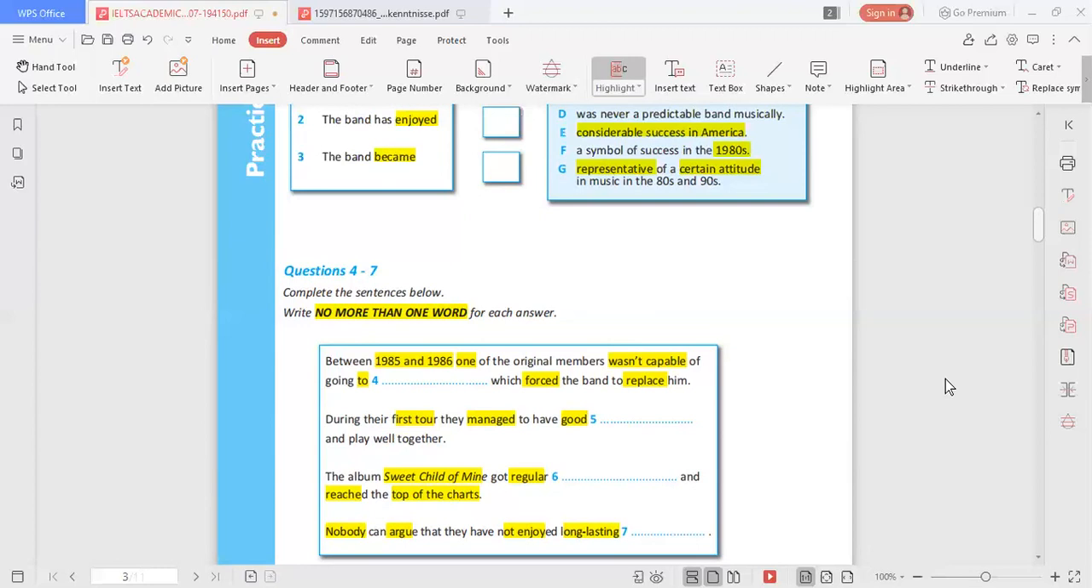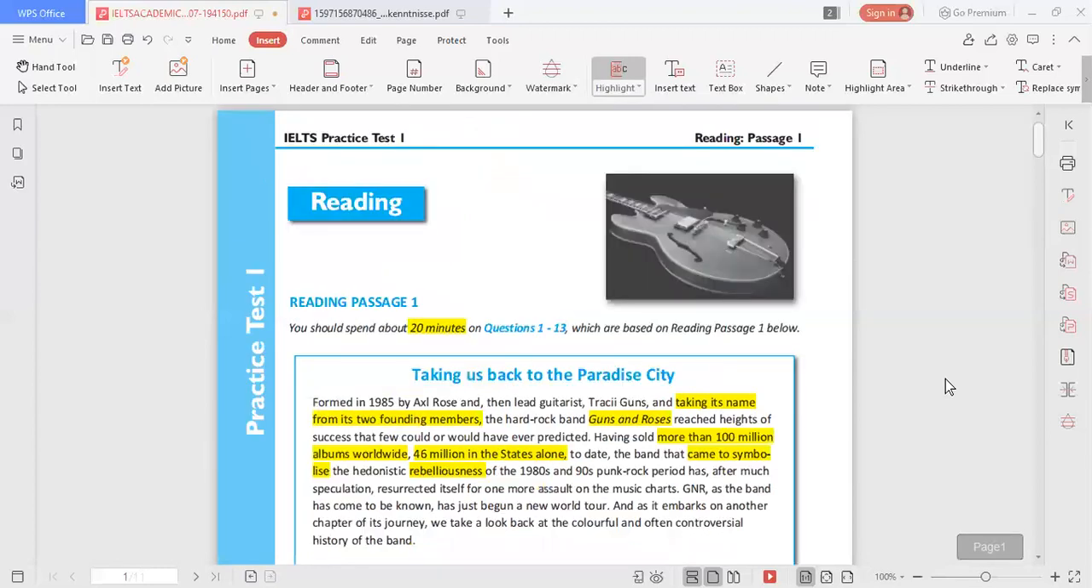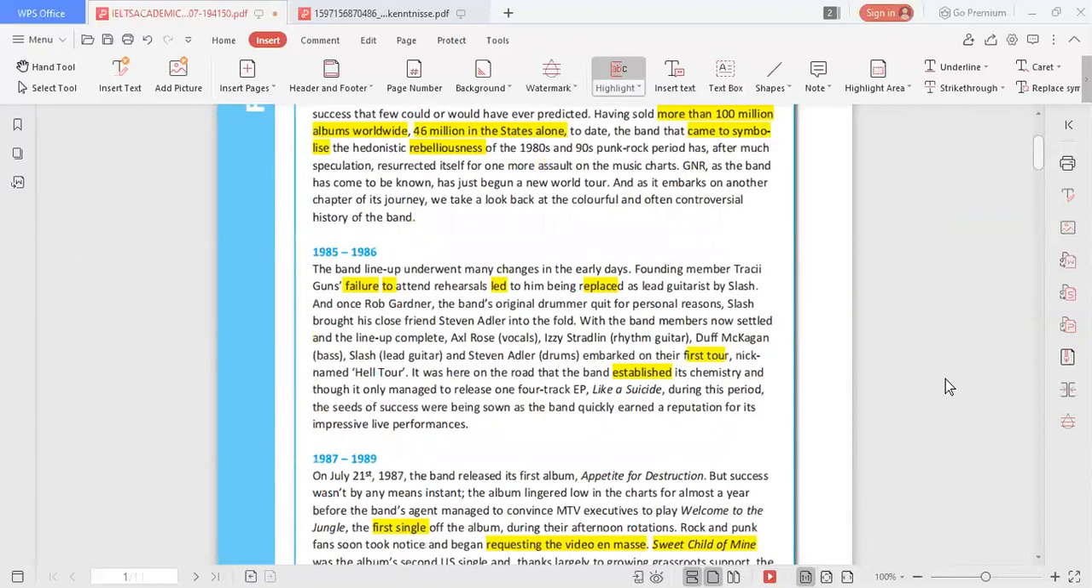So we go back to 85 and 86, and the question has actually pointed us to where we should look. And this is here. All right, so we're going to start reading, and you realize when you read on, you've got "failure to," and then you've got the word "let," and then the word "replaced." You're so lucky to see the word replaced here. All the others are synonyms. Where is the one of the members? It's the founding member Tracy Guns.